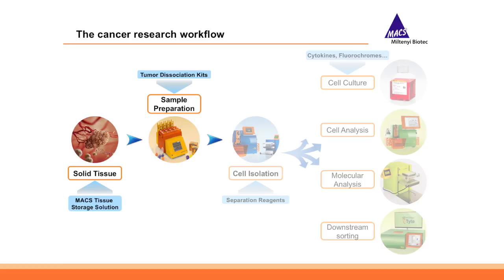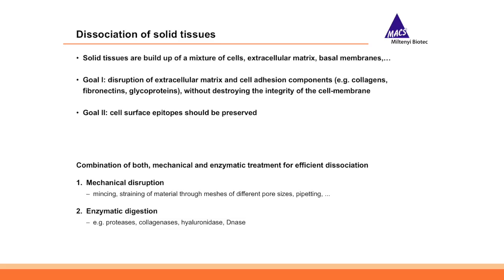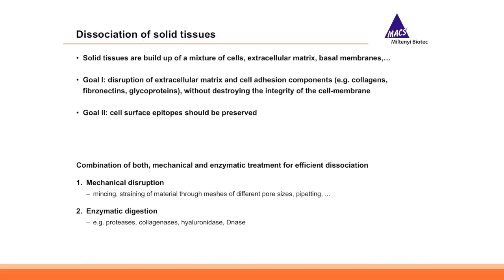Solid tissues, such as tumors, are built up of a mixture of cells, extracellular matrix, basal membranes, and so the goal is, on one side, to disrupt these extracellular matrix and cell adhesion components without destroying the integrity of the cell membrane. But very importantly, the cell surface epitopes should be preserved. Now, usually, a combination of both mechanical and enzymatic treatment is required for efficient dissociation.